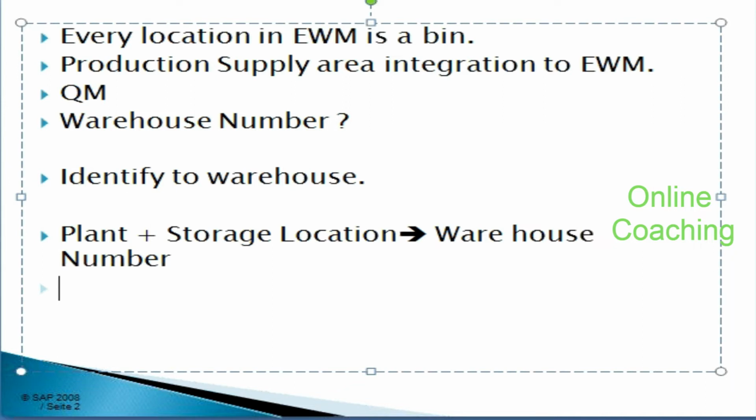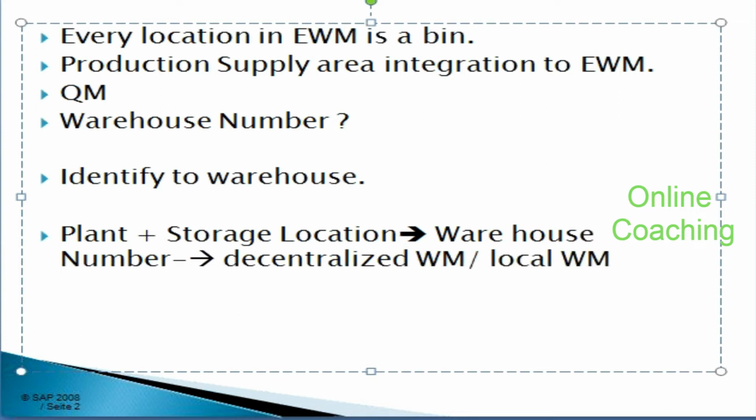Yes. So how is this available in the ERP? Once I define my plant, storage location and warehouse number in ERP, I can decide whether my warehouse is a decentralized warehouse, a decentralized WM, or a local warehouse management. Is it clear now? Yeah.